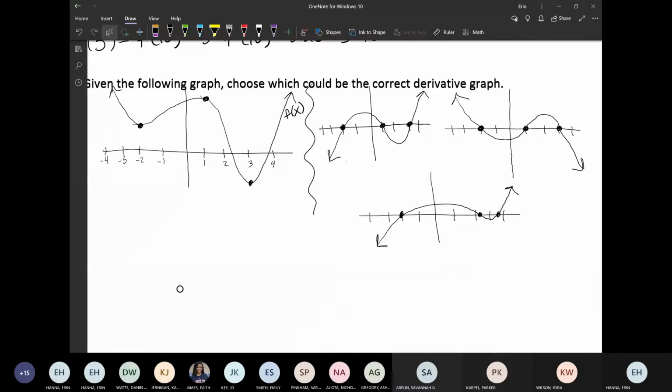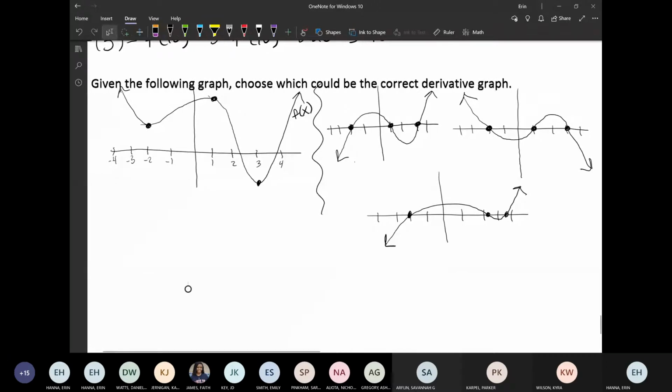Anyway. So here we're given the original graph and we want to find which one's the derivative graph. So remember for that, the first thing we want to look at is our maxes and our mins. That blue is very light. I thought it was a darker blue. Well, it shows up.